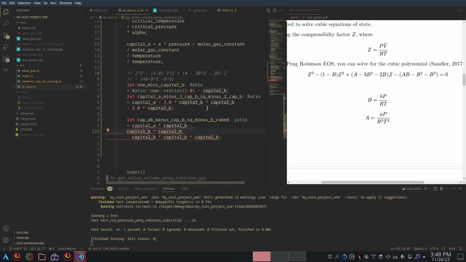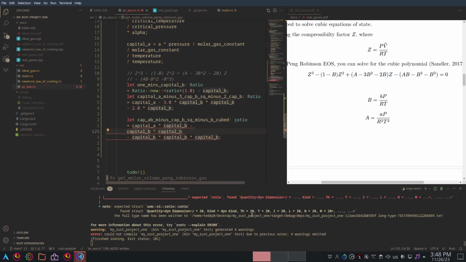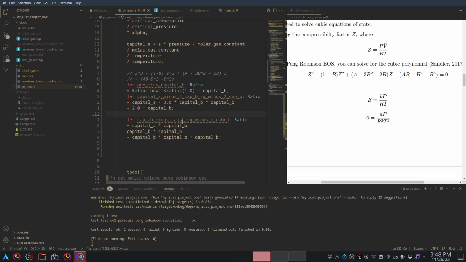Okay, so probably there is, yes, there's a wrong thing here. This should be a capital R ratio, not a small r. There's a difference. Okay, so now we have this cubic polynomial.